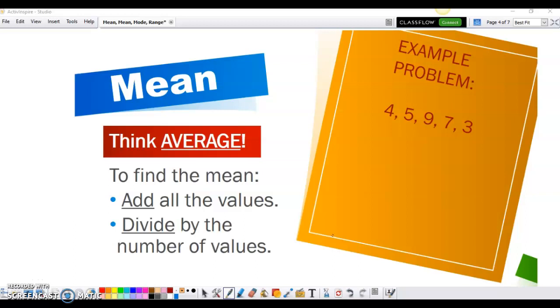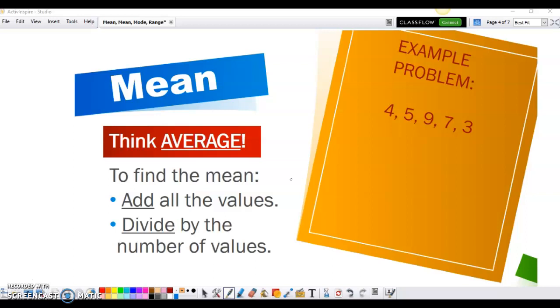Hey everybody, in today's lesson we're going to learn about mean, median, mode, and range. Let's go ahead and get started with the first one. It's mean. And anytime you hear the word mean in math, I want you to think about average, okay? So like your grades in the gradebook are an average of all of your assignments put together, okay?